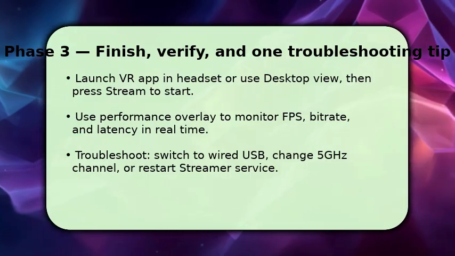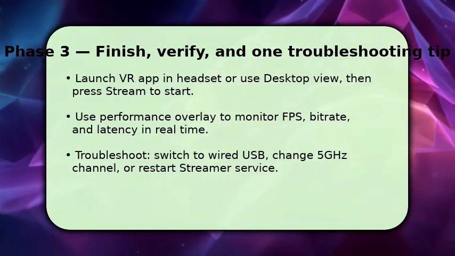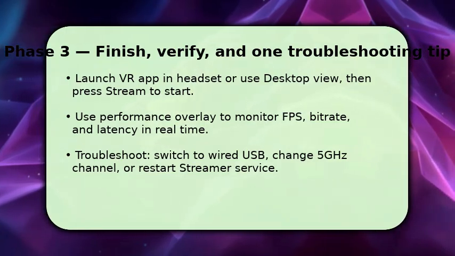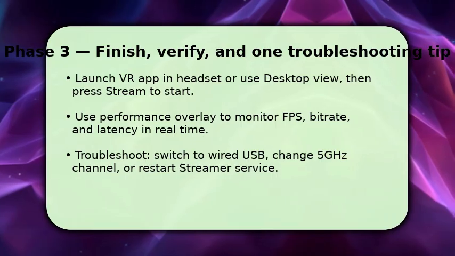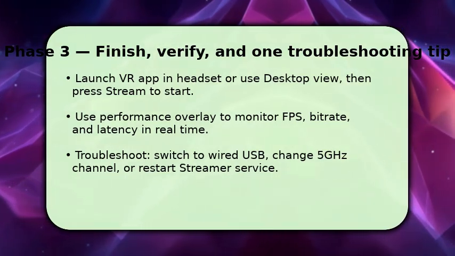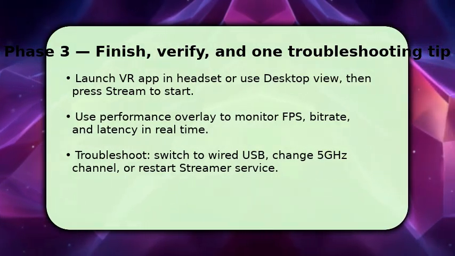If you get connection drops or high latency, try switching to a wired USB-C link, change the router's 5 GHz channel to avoid interference, or restart the Virtual Desktop Streamer service on the PC. These steps solve most common issues quickly.